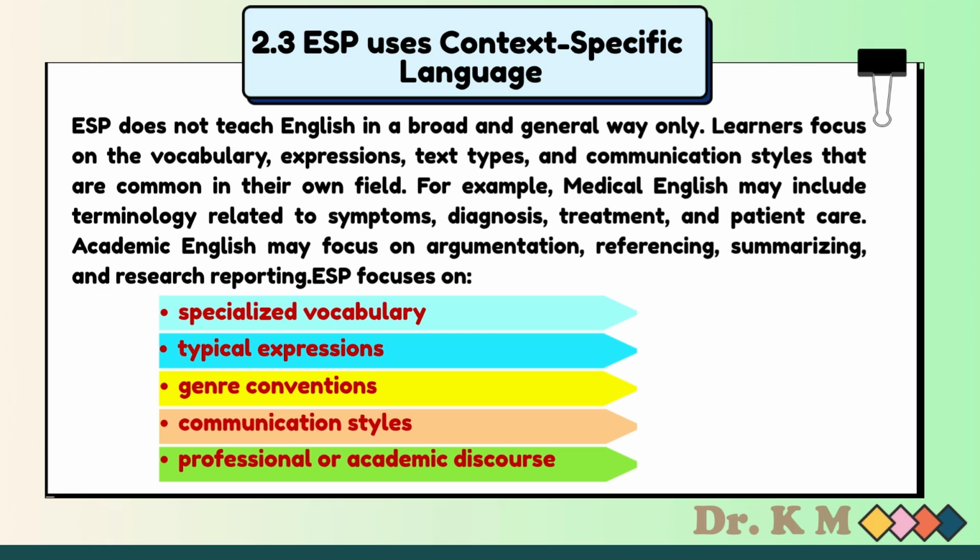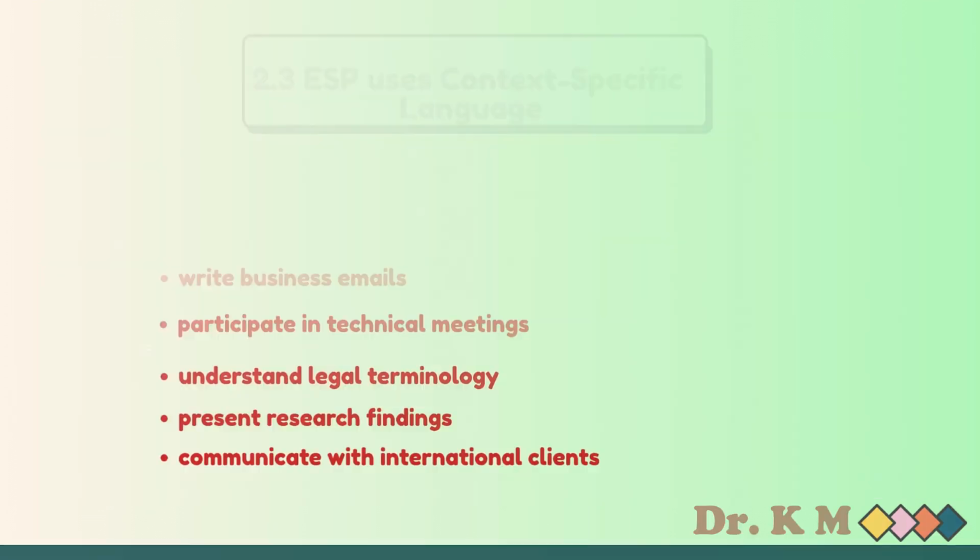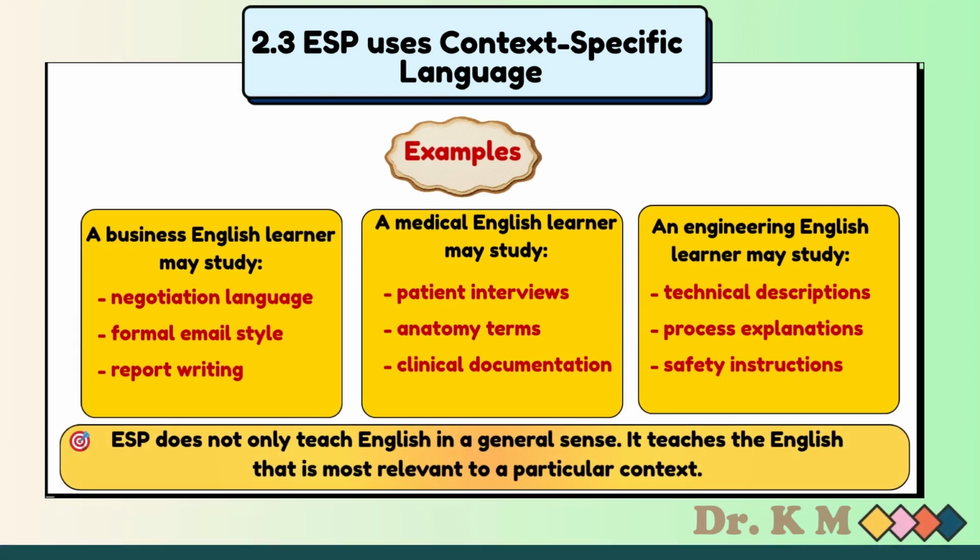ESP focuses on specialized vocabulary, typical expressions, genre conventions, communication styles, and professional or academic discourse. For example, a business English learner may study negotiation language, formal email style, and report writing. A medical English learner may study patient interviews, anatomy terms, and clinical documentation. An engineering English learner may study technical descriptions, process explanations, and safety instructions.